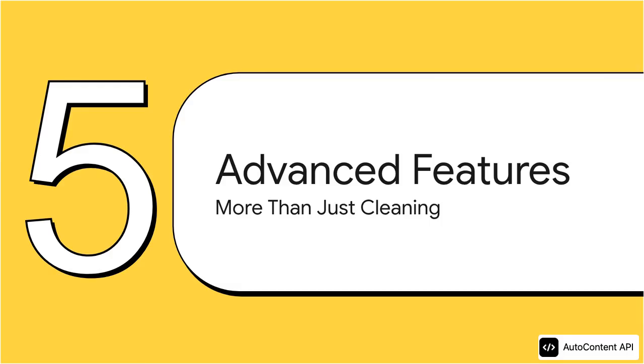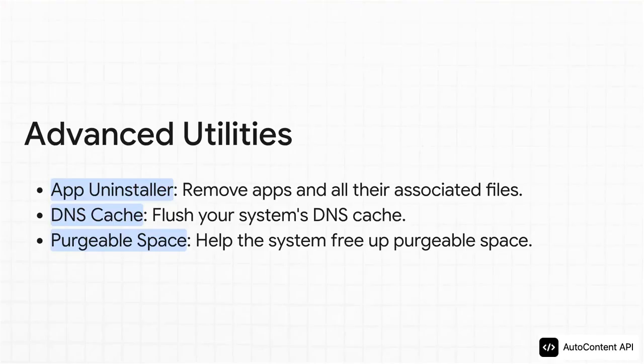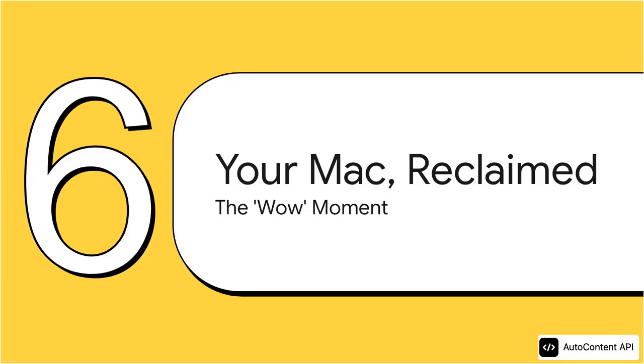But wait, there's more. This tool isn't just a one-trick pony for cleaning caches. It actually has a few other really handy tricks up its sleeve. Think of it less like a broom and more like a Swiss Army knife for your Mac. For instance, it's got a complete app uninstaller. You know how when you drag an app to the trash, it leaves all sorts of little files and folders behind? Well, this thing hunts down every last bit of an app and gets rid of it for good. It can also do other neat stuff like flushing your DNS cache or telling your Mac to free up purgeable space.